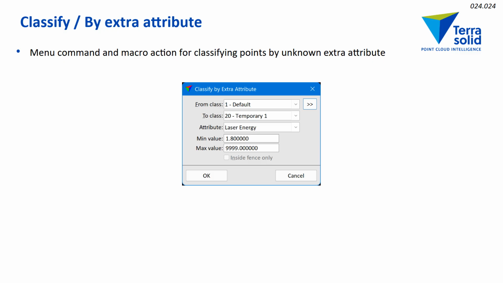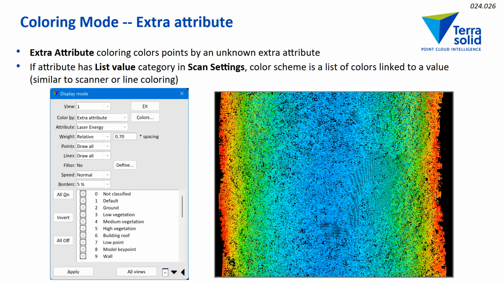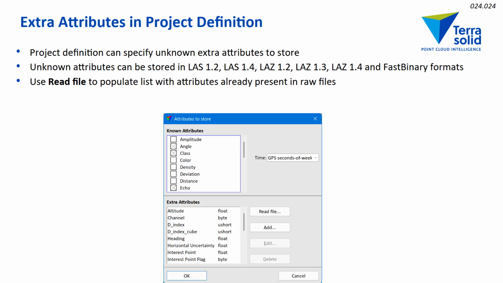You can classify points based on an extra attribute. You select the attribute to use and you specify a minimum and maximum value. You can display points colored by an extra attribute. So you create a coloring scheme listing the colors to use.